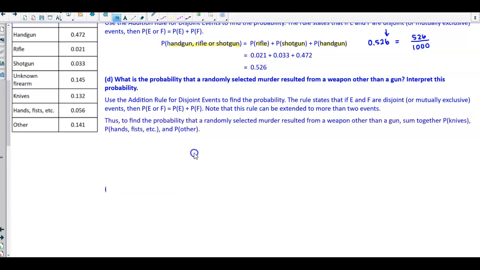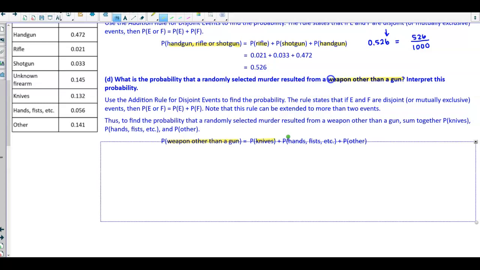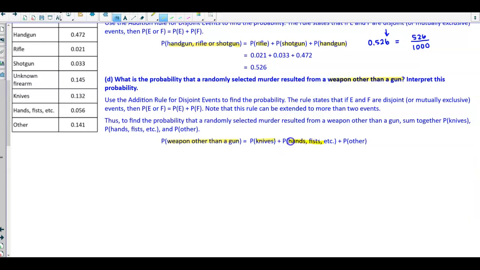Thus, to find the probability that a randomly selected murder resulted from a weapon other than a gun, we're going to sum together P of knives, P of hands, fists, etc., and P of other. So a weapon other than a gun is the probability that we're looking for. What are the weapons other than a gun? Well, we have the probability of knives, the probability of hands, fists, etc., plus the probability of other.